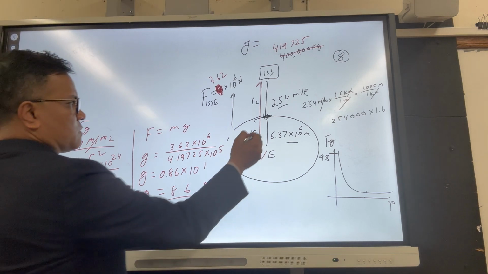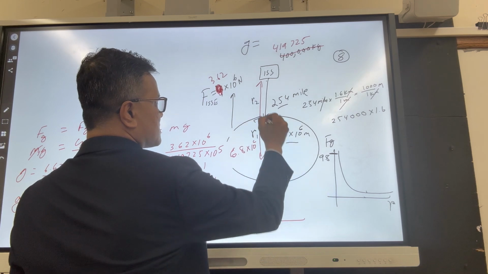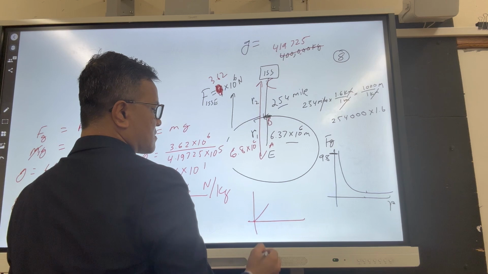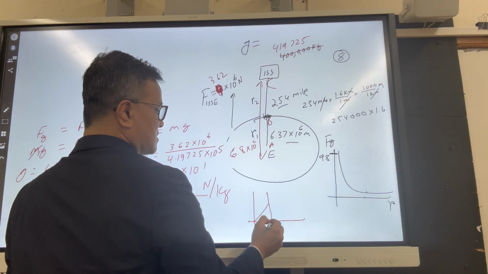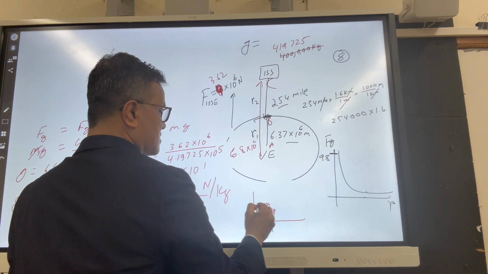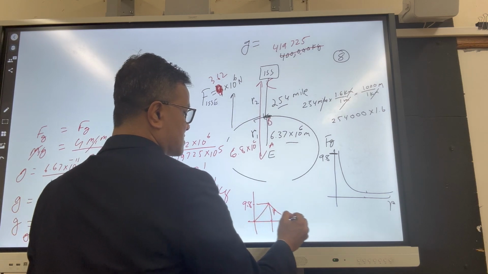How did we expect that? Because of the graph. Look, if this is A, this is B, this is C, from A to B, from here to here is the Earth radius. Here is infinity, and this decreases.